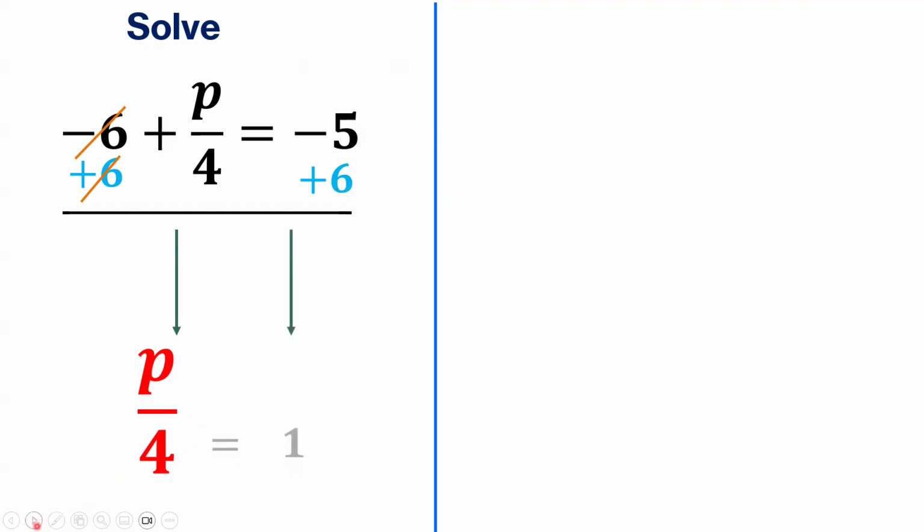Why is it 1? Because when I am adding a negative number to a positive number, you subtract the two numbers and you keep the sign of the bigger absolute value. The bigger absolute value is 6. When you neglect the signs, 6 is bigger. The sign of the 6 is positive, so the 1 will be positive. Then I will continue my equation.